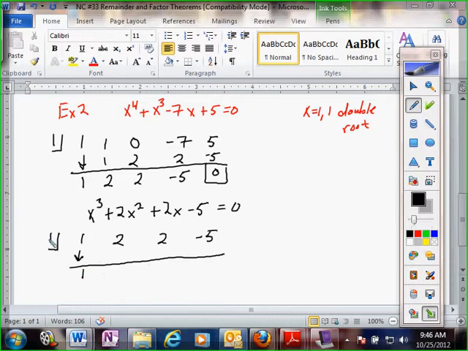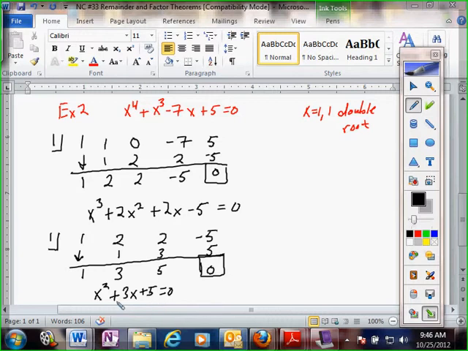Bring down the leading coefficient. 1 times 1 is 1. 2 plus 1 is 3. 1 times 3 is 3. 2 plus 3 is 5. 1 times 5 is 5. Negative 5 plus 5 is 0. Remainder is 0 again. Confirms that yes, these are roots. But more importantly, I'm left with a quadratic. x squared plus 3x plus 5 equals 0. So I can find my remaining 2 roots with this quadratic, either by factoring or the quadratic formula.